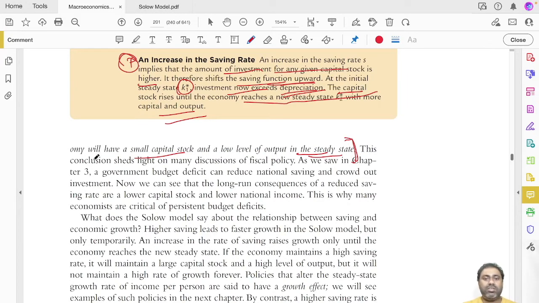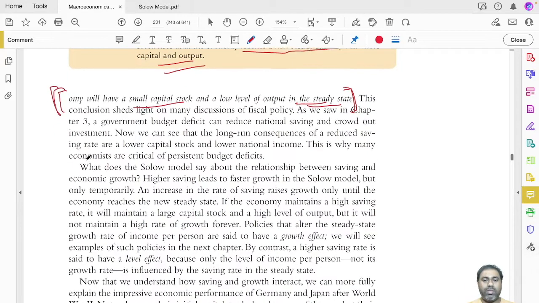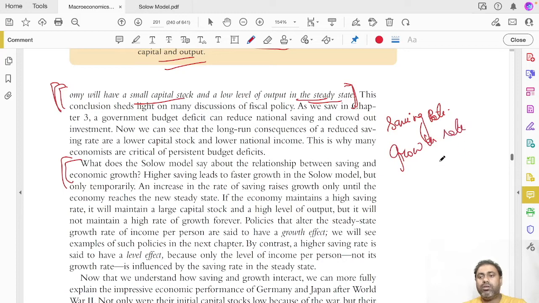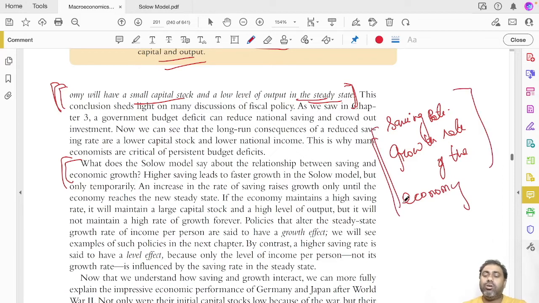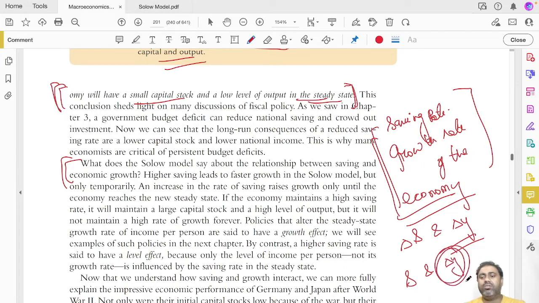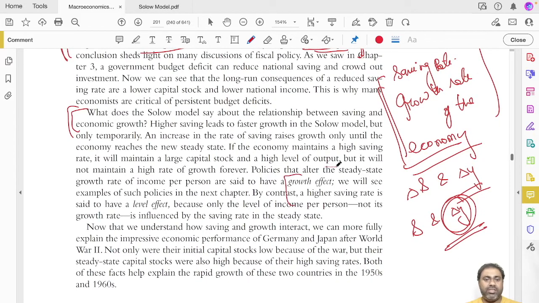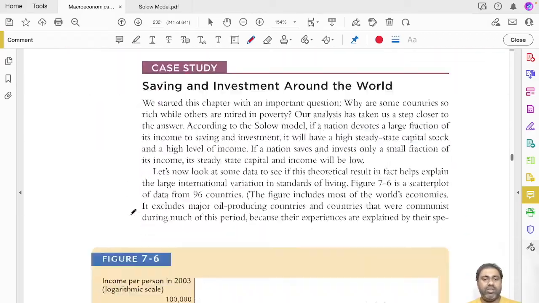This conclusion relies on many discussions, fiscal policy. You can ignore those things. So again, we can say that the saving rate has important implications for the growth rate of the economy. So the next target can also be, how do we find the growth rate of the economy, and what is the relationship between, let's say, delta S and delta Y, or between S and delta Y. Delta Y is your change in capital stock, growth rate, whatever. So policies have a steady state growth effect, income effect, and this is something that we need to see.